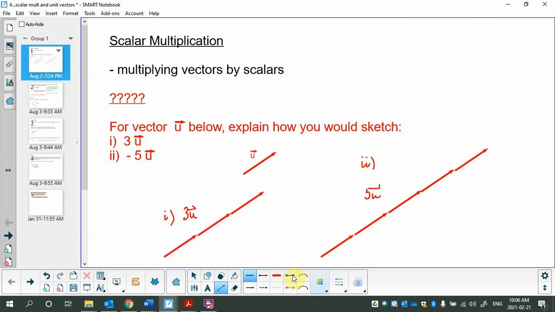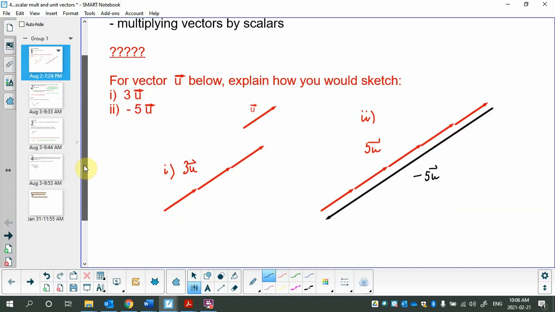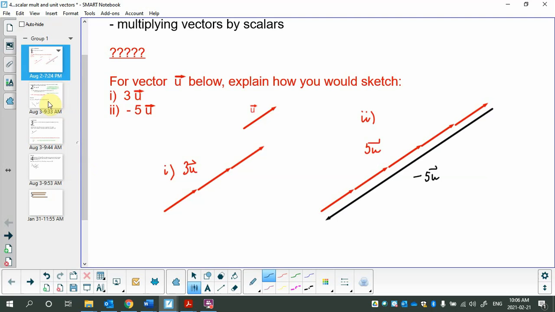Here is negative 5u. There it is. So as you can see, it's the same length as 5u, but it's opposite in direction. So I hope that's pretty easy. Now we're going to look at more properties.